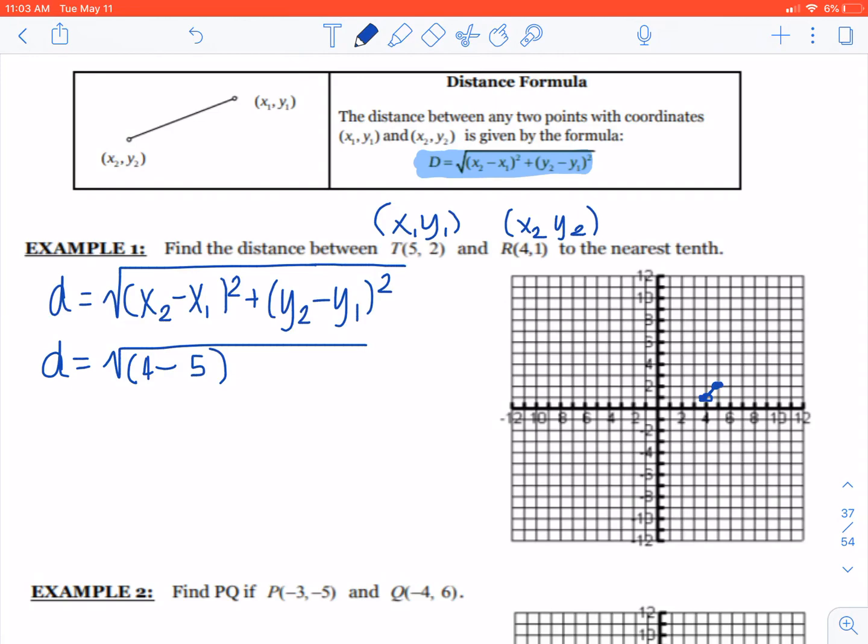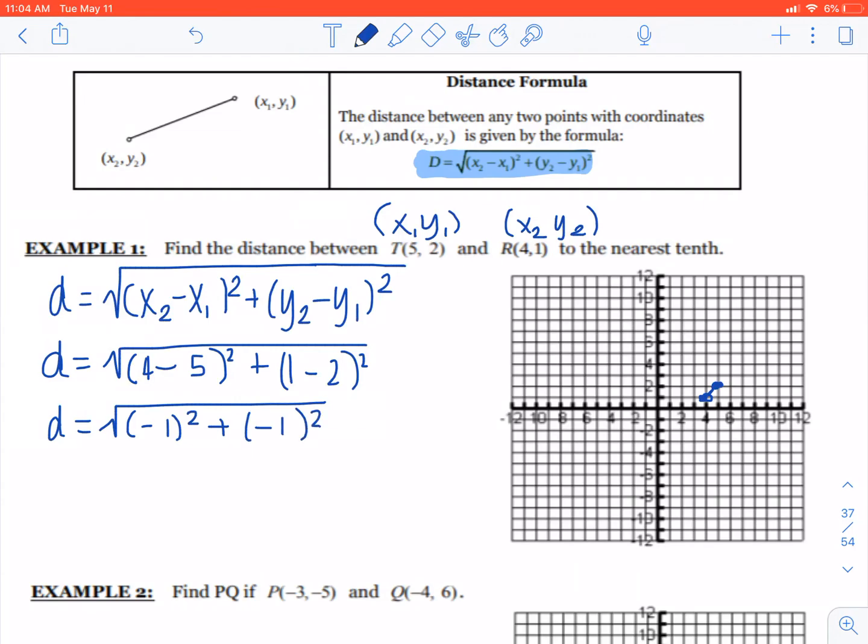Let's square that. Plus y2. Y2 is 1 minus y1, which is 2. And we're going to square that. All right, so the distance is equal to the square root of, now we're going to do parentheses first. So 4 minus 5, that's actually negative 1. Make sure you have parentheses around that. And we're still going to have the squared. And then we're going to do 1 minus 2, that gives us negative 1, and we're still going to square that.